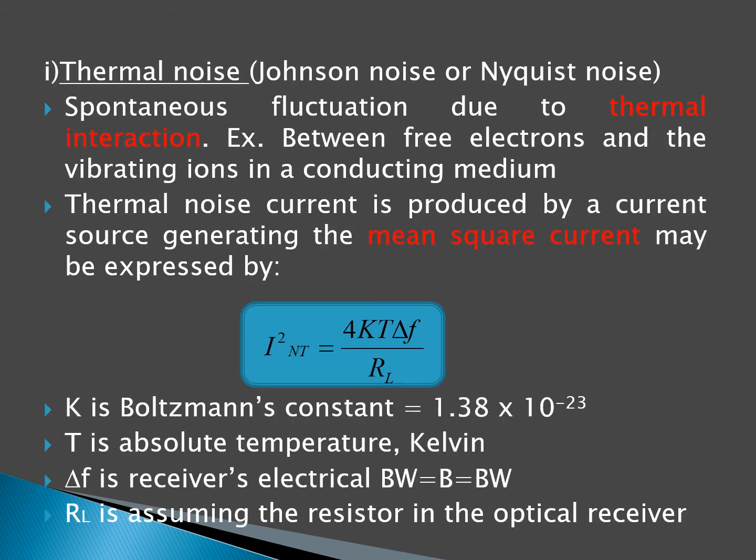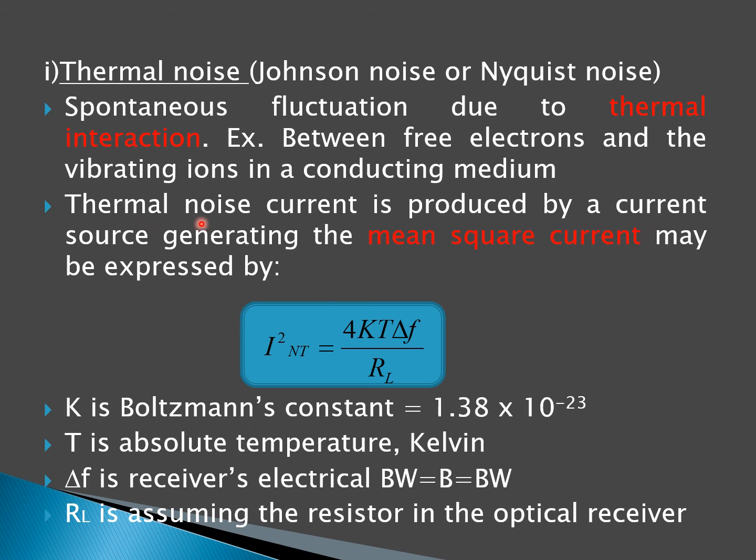Okay, let's look at the first noise, which is thermal noise. Another name for thermal noise is Johnson noise or Nyquist noise. Thermal noise is a spontaneous fluctuation due to the thermal interaction, for example, between free electrons and the vibrating ions in a conducting medium.